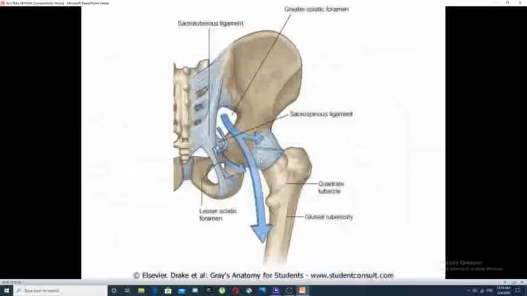From the posterior view to the hip region, you can see this is the sacrotuberous ligament, and this is the sacrospinous ligament. In this figure, you can see that these two ligaments, they will convert the greater and lesser sciatic notch into foramina. One is called greater sciatic foramen, the other is called lesser sciatic foramen.